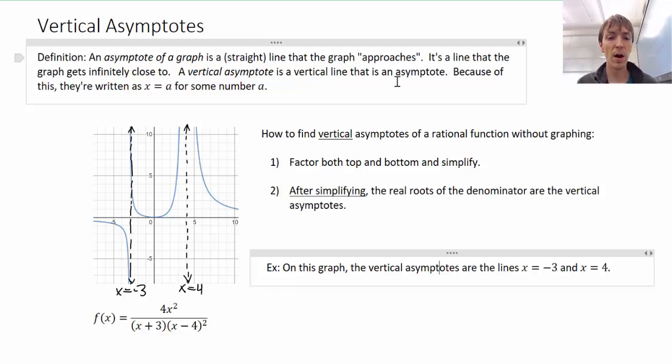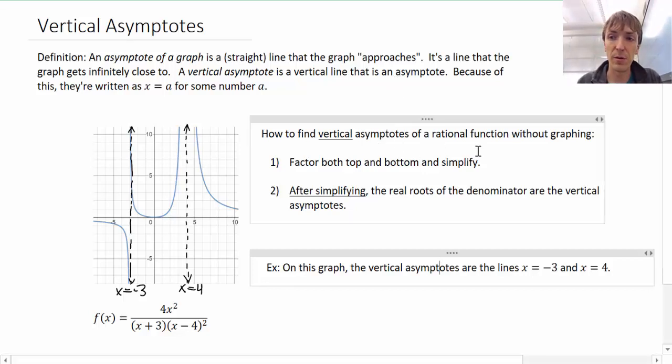Okay, so again, we're just talking about rational functions today. So everything we see is going to be a rational function. So a pretty simple process for vertical asymptotes. First, we have to factor both the top and the bottom, and then we have to simplify. Remember the last video, simplifying means canceling out those common factors that might appear.